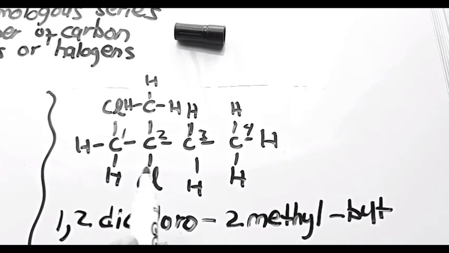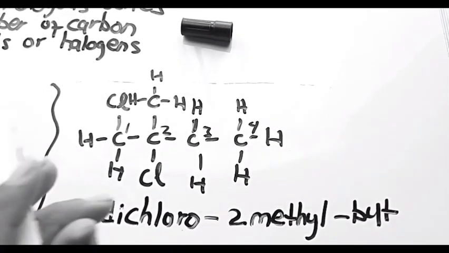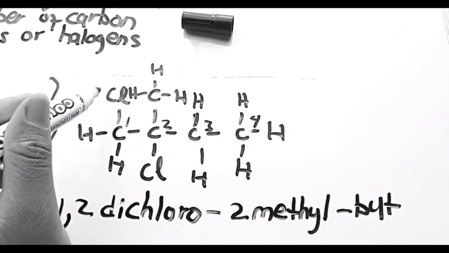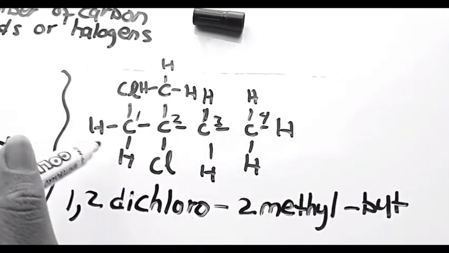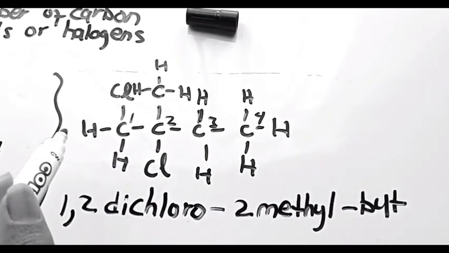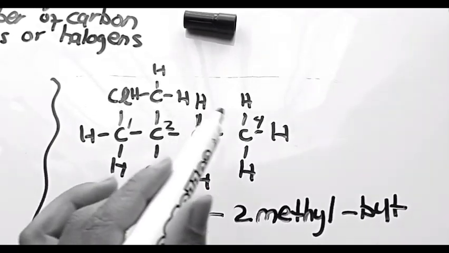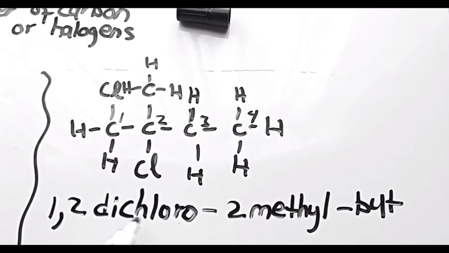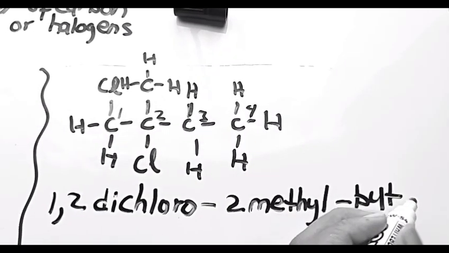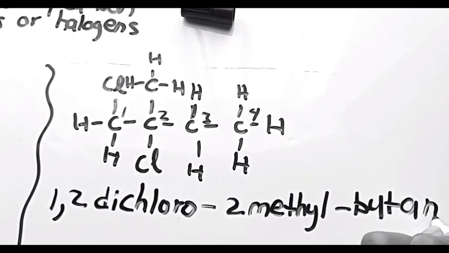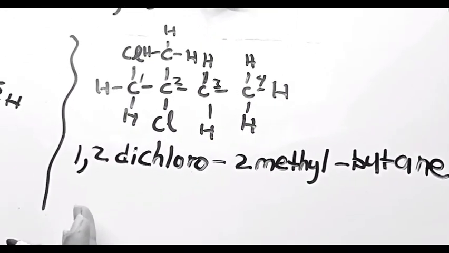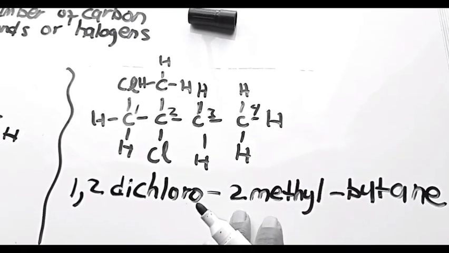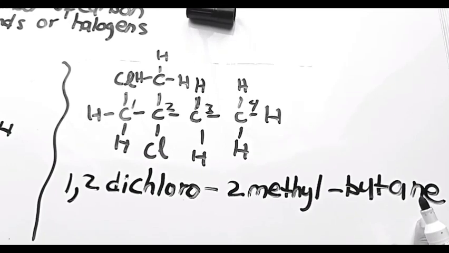And which homologous series does this structural formula belong to? So as you can see, we have halogens and also single bonds. It means it belongs to the haloalkane, right? So we have written out our halogen here, so it means we're going to write a at the end. So the name of this structural formula is 1,2 dichloro, 2 methyl butane.